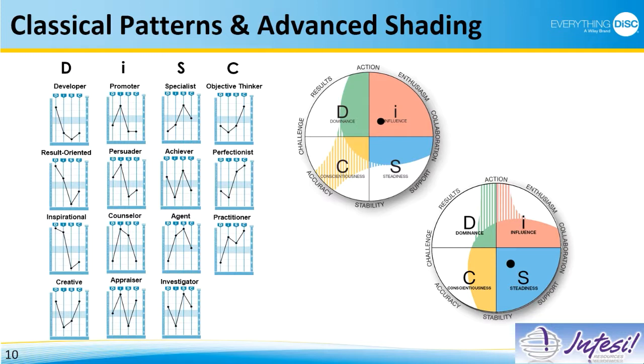This DiSC map is an example of someone with a slight inclination to the S style with the priorities of collaboration, support, and stability, and striped shading indicates the extra priority of action. The benefit to Everything DiSC: it is so much easier to carry the ideas of 8 styles rather than those 15 classical patterns, and Everything DiSC conveys a great deal of information about a person's DiSC style at a glance.